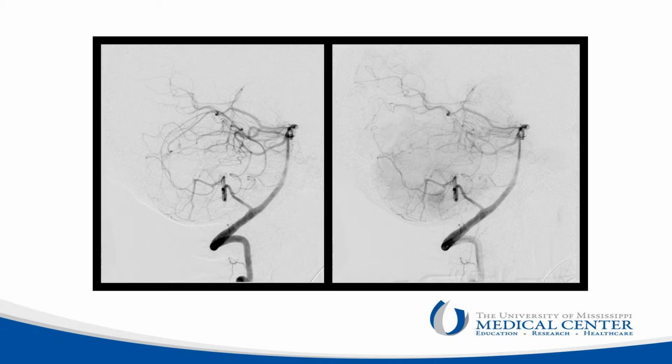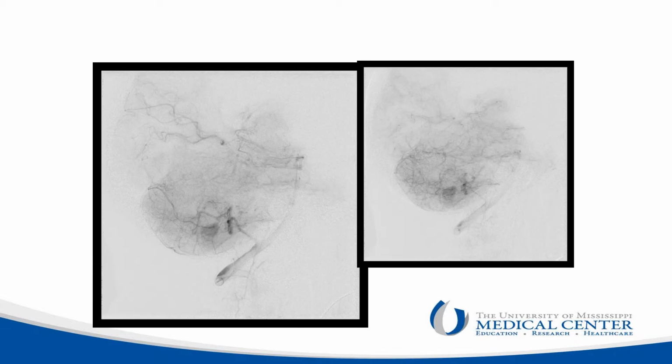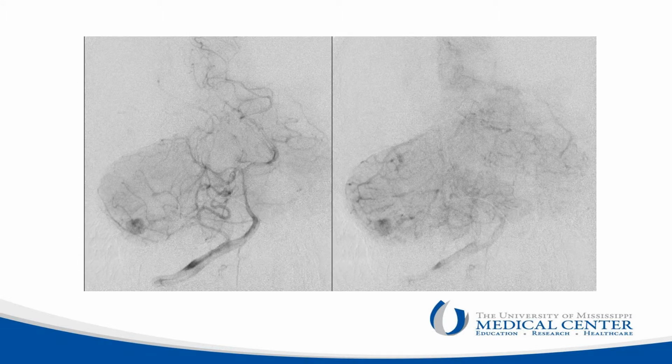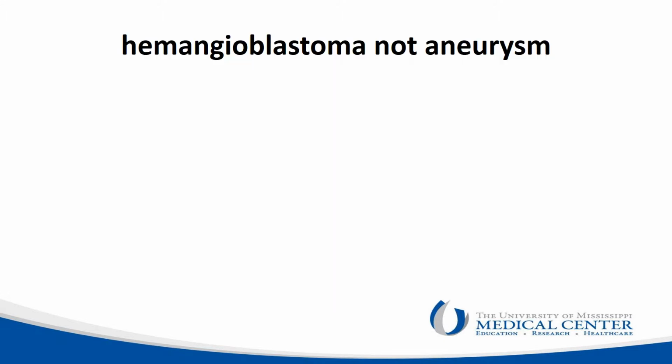An angiogram was performed. We see some enhancement in that right cerebellar hemisphere, which increases with delayed images. We can see another view of it. This does not appear to enhance to the same degree as the arteries, however. We can see it here, enhancing after the arteries have primarily washed out. That was not an aneurysm, but rather a hemangioblastoma.